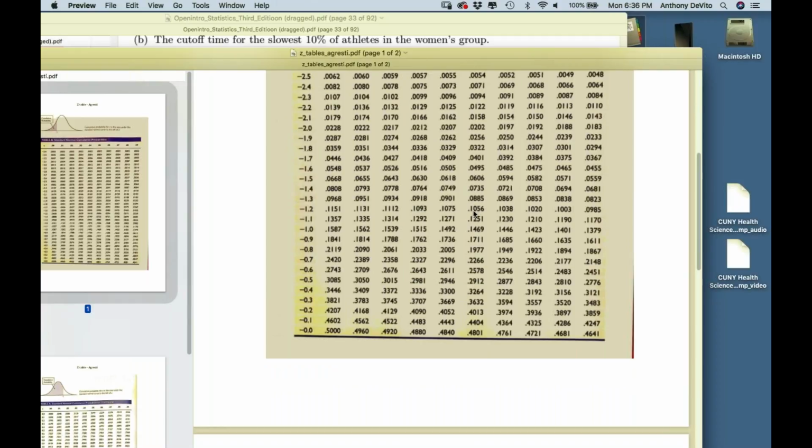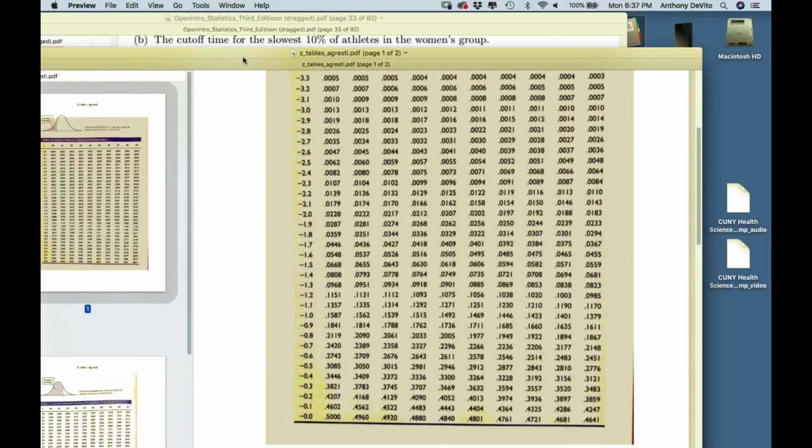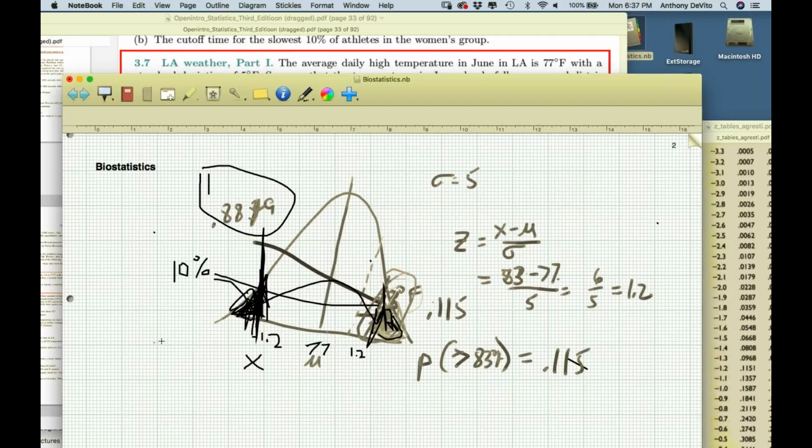0.10, 10%. Let's see how close to 10% I can get. Well, this one looks like it's the closest right here, right? 0.10 is 10%. 10 cents out of a dollar. Okay, that's negative 1.28. So the z-score that represents that area to the left being 10% is negative 1.28. Okay. So now, that's great.